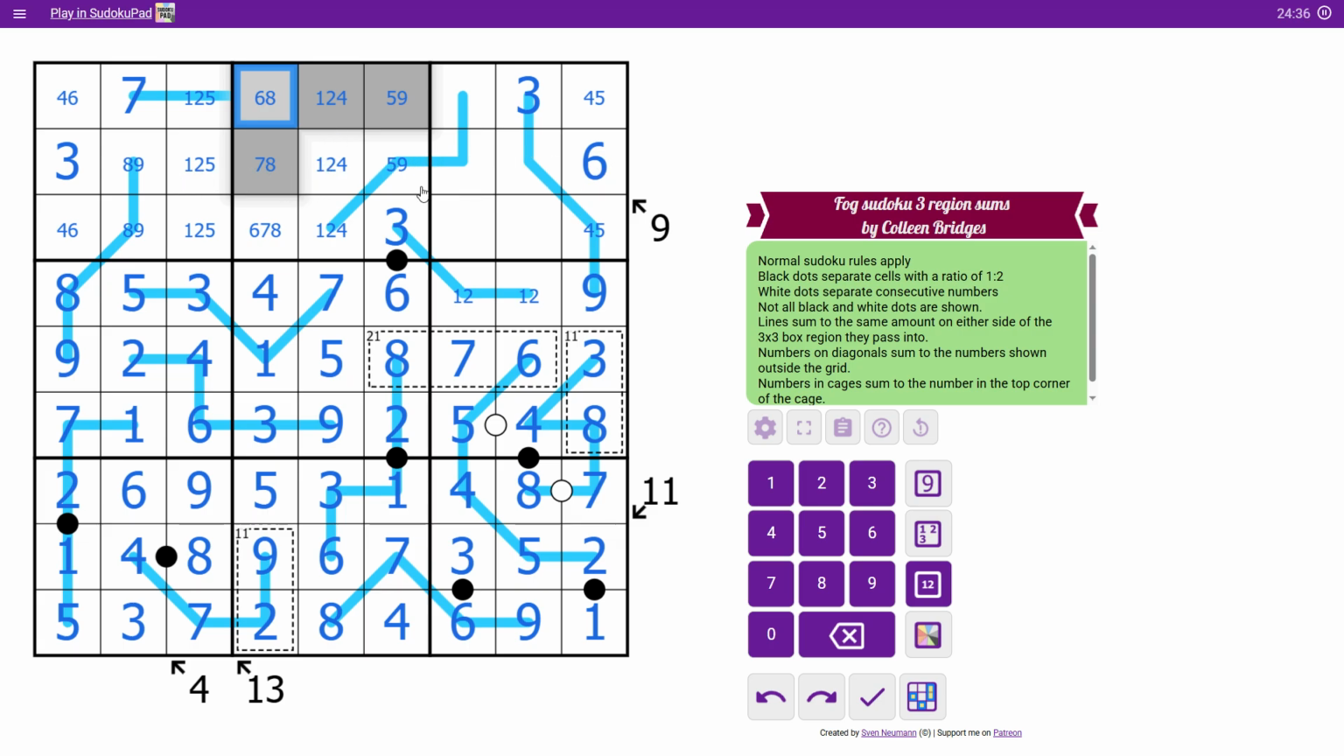Can 6 tell us anything? No, can't get rid of any 6s. What else do we have up there? 4. This 4, there's a 4 here or here, and here or here. So we need a 4 in this middle row, and it can't go there because we've already got a 4 in that box and a 4 in that box. So it has to go here in the middle row. So that's a 4. Get rid of that 4 and that 4.